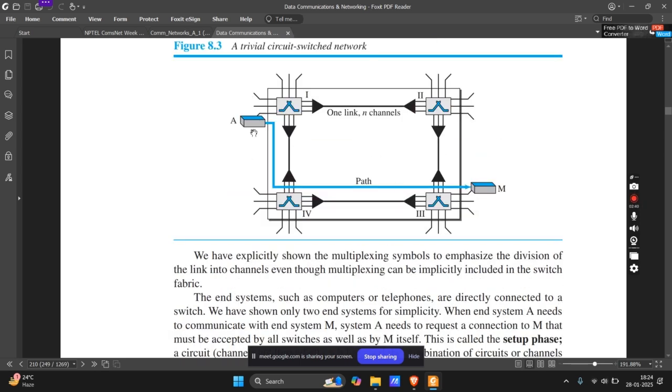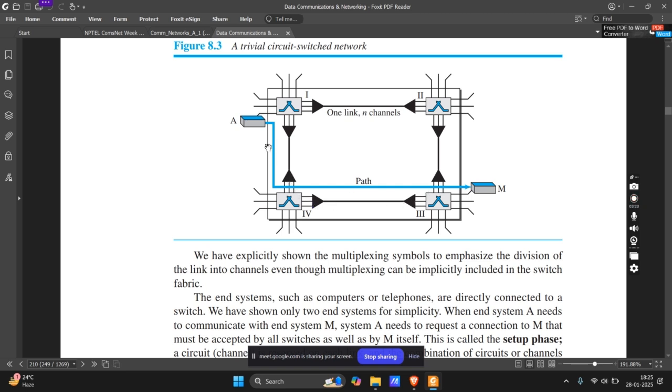Now, whenever a particular user in circuit switching wants to send something to another user sitting somewhere else, in each link one channel gets assigned for that particular pair, A to M. In this diagram, from 1 to 4 there is a link, and in that link there are n channels. One of those channels will be assigned, or more than one if the data is large. So one channel in this link will be assigned, and one channel in the next link will be assigned.